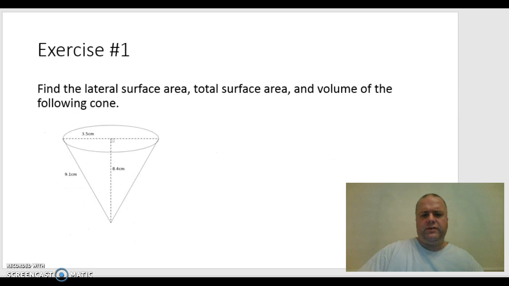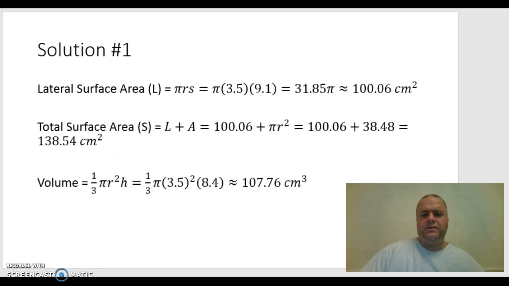Alright, so let's look at the first exercise. Let's find the lateral surface area, total surface area, and the volume of this cone here. So looking at it, we see we have a radius of 3.5, we have a height of 8.4 centimeters, and a slant height of 9.1. So let's jot that down. What I like to do is just put the variable letter down and write down the length. That way I can plug those right into the formula.